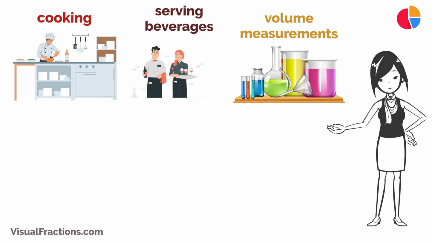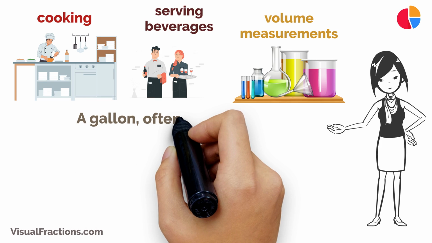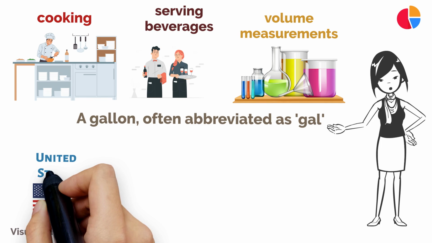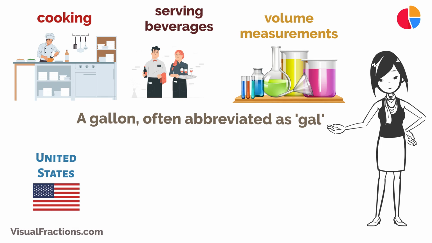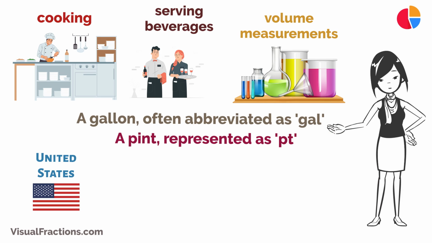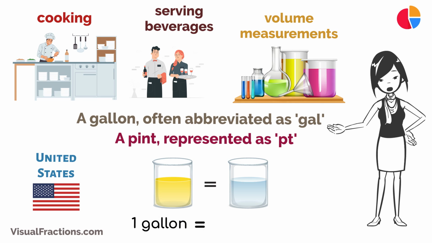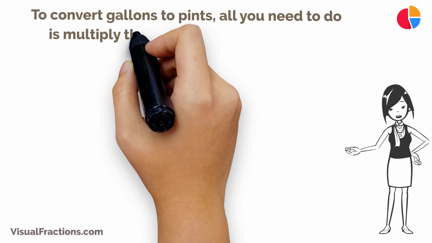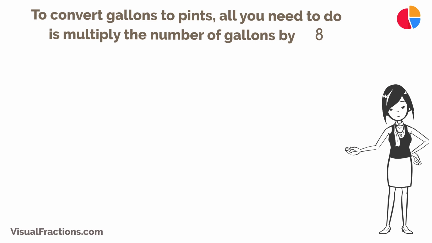Let's start with the basics. A gallon, often abbreviated as gal, is a unit of volume commonly used in the United States and a few other countries. A pint, represented as pt, is a smaller unit of volume often used in the kitchen and for serving beverages. Now, here's the key part. 1 gallon is equal to 8 pints. To convert gallons to pints, all you need to do is multiply the number of gallons by 8.